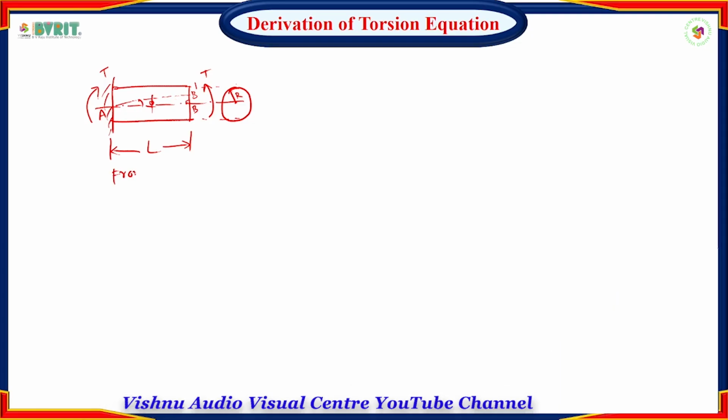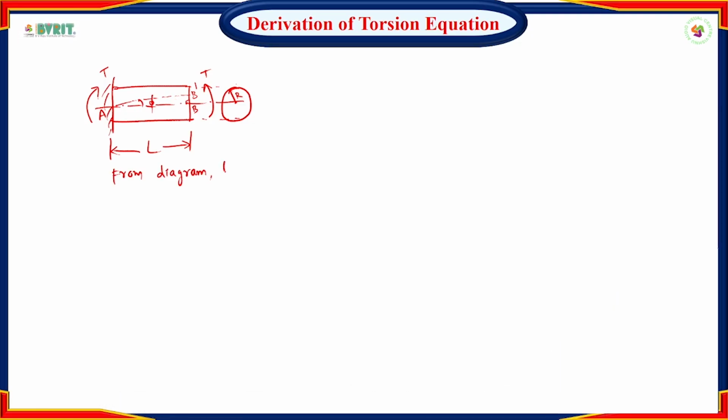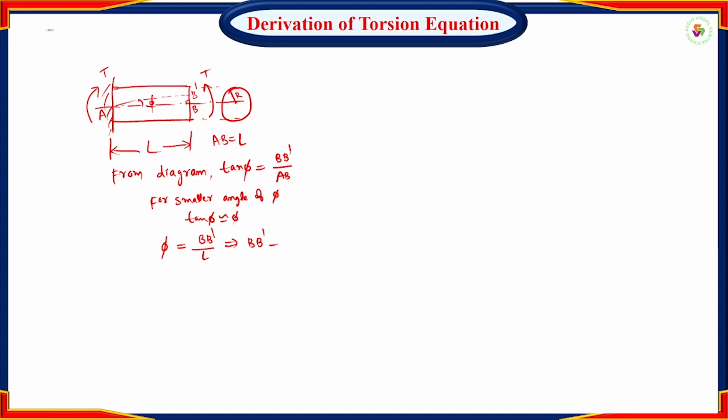Now from the diagram, we can write tan phi is equal to BB dash by AB. We know that AB is equal to the length of the shaft from the diagram. Now, for a small angle phi, we can write tan phi as phi. Now, phi is equal to BB dash by AB, where AB is the length of the shaft. Now, we can write BB dash is equal to L into phi.